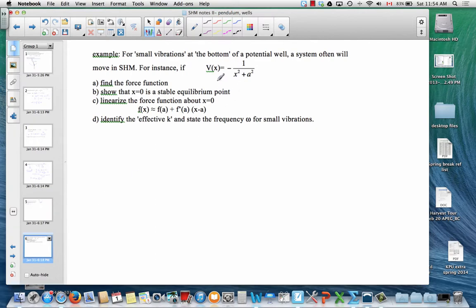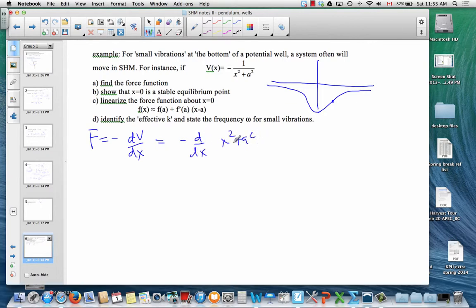So here's an example here. Here is a potential well, and as x goes to infinity, it goes to 0, so it does really look like a well. And it's kind of an upside down thing like this. And let's find the force function. We know the force will equal the negative rate of change of potential energy, i.e. the negative slope. And so consequently, when you're on this side, the force is going to be back down towards the equilibrium point down here. So we've got to do the negative derivative of (x² + a²)^(-1). So the minus 1 comes down. It's (x² + a²)^(-2).